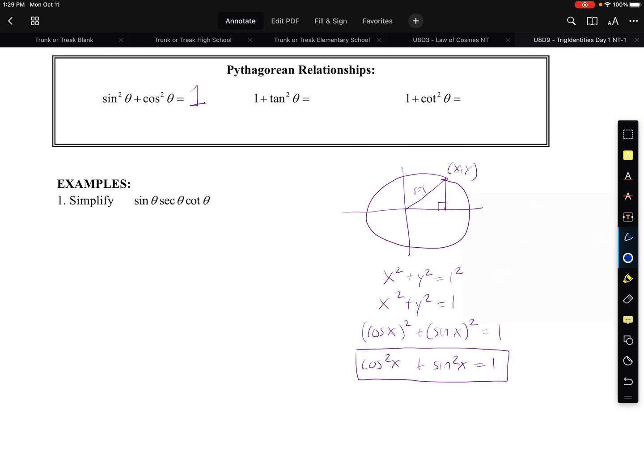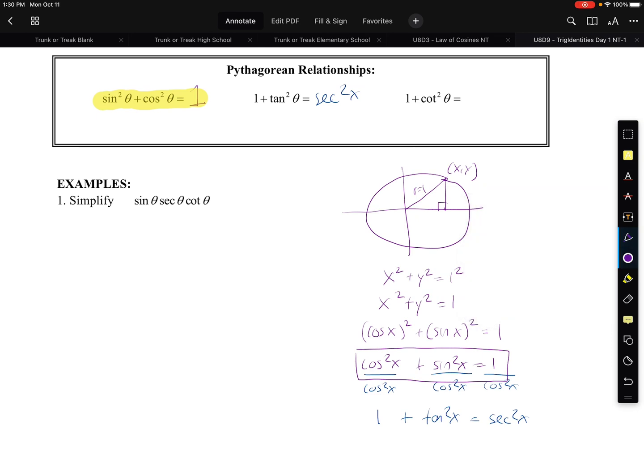If I were to balance things out and divide everything by cos squared theta, that would give me 1 plus tan squared x equals 1 over cos squared, which is secant squared x. So we took the original, divided it all by cos squared, and that gave us our new setup. It's not that this is a different formula, it's a variation of the original formula. And everything we're looking at right now is coming from this.